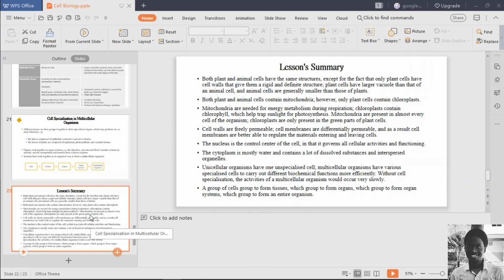A unicellular organism has one cell that carries out all the essential functions of the organism. In multicellular organisms, you have more than one cell working together to carry out the living processes more efficiently. Without cell specialization, the activities of a multicellular organism would occur very slowly. So a group of cells is needed to ensure that the processes are effectively happening. A group of cells forms tissues, which group to form organs, which group to form organ systems, which group to form an entire organism. So that's the summary of the lesson.